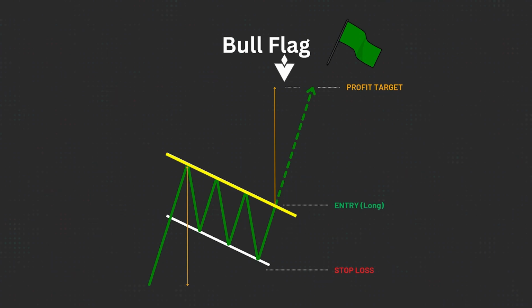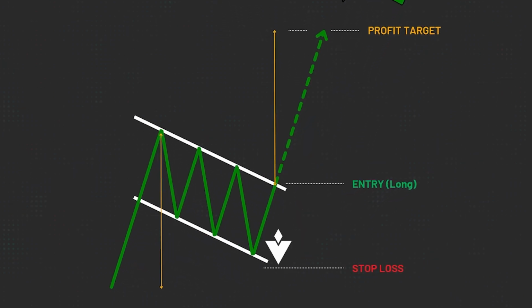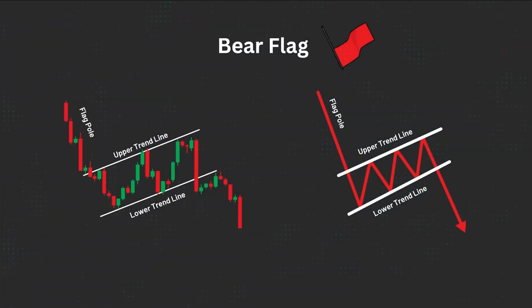For profit taking, the ideal target is typically the same distance as the height of the flagpole before the consolidation. A more conservative approach would be measuring the same distance from the bottom trend line instead of the breakout point from the upper trend line. For managing risk, the optimal stop loss is placed just below the lower trend line. The bearish flag is the bearish counterpart to the bullish flag.